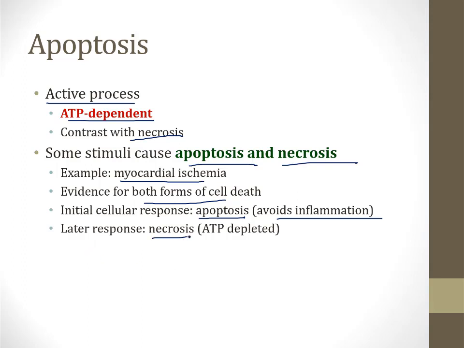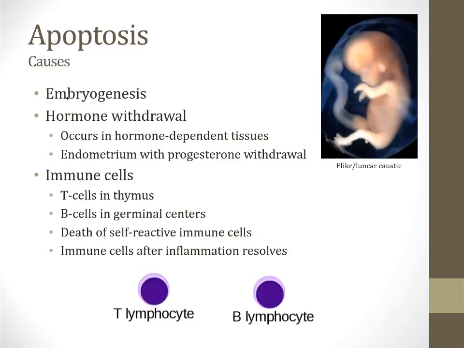And there's more and more evidence that apoptosis and necrosis are linked in this way, and that the body tries to have cells undergo apoptosis first and only proceeds to necrosis when apoptosis fails, often from depletion of energy. Let's talk about some causes of apoptosis. Why would a cell undergo apoptosis?